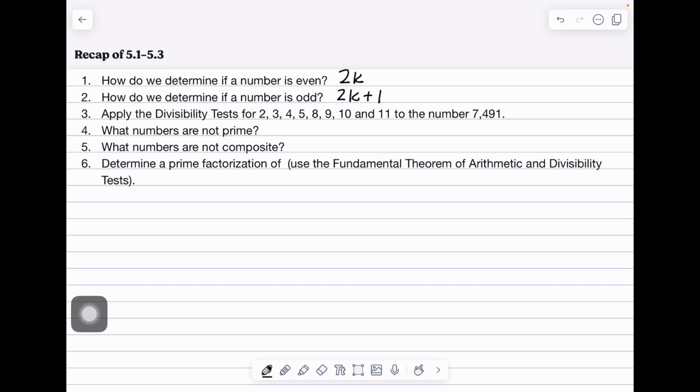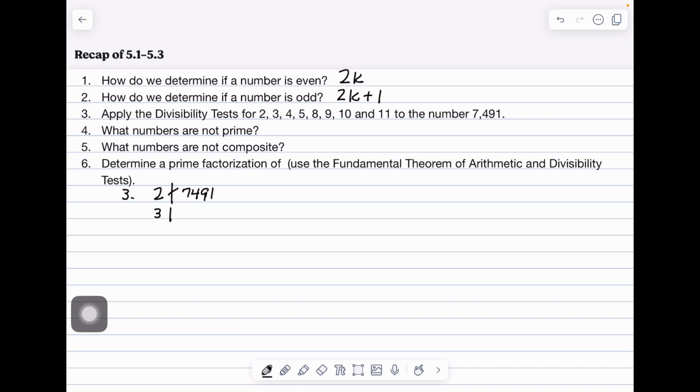So we're going to look at this number, 7,491. And I'm going to make a list here. So this is going to be for number 3. All right. 2 does not divide 7,491 because of the last digit not being 0, 2, 4, 6, or 8. So that one doesn't work.